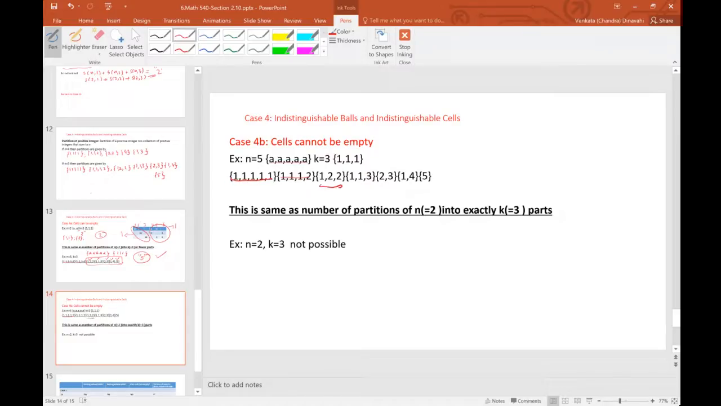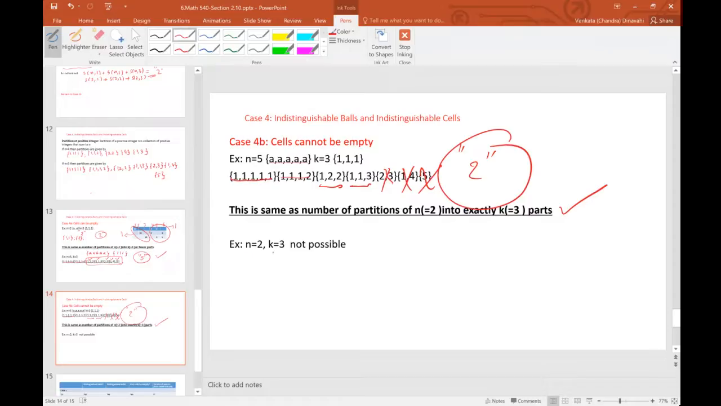This will work because I'm placing one ball in one cell, two in one, two in one. This will work. I'm placing one in one, three in the other. This will not work because I'm placing two balls in one cell, three balls in one cell, and I'm leaving one cell empty. Even this will not work because it's one in one, four in one cell, and one cell I'm leaving empty. So there are only two ways I can do this. That means I'm simply looking at the number of partitions of n which has exactly k parts. So the answer in this case is 2.